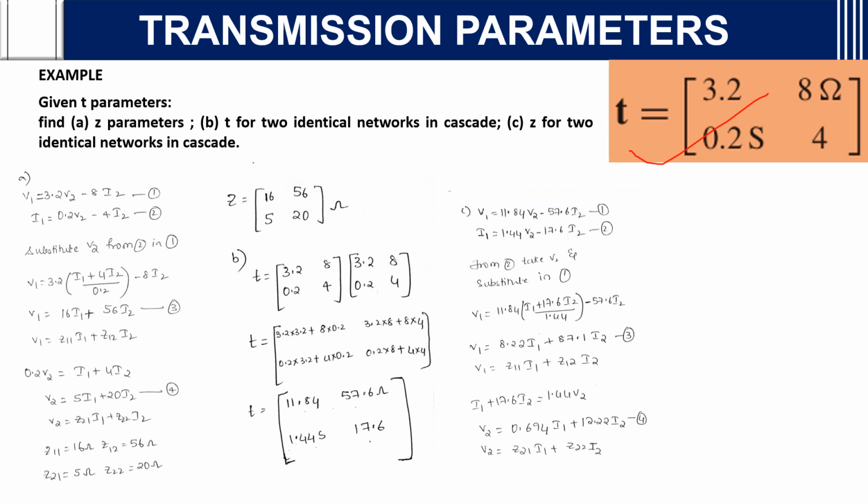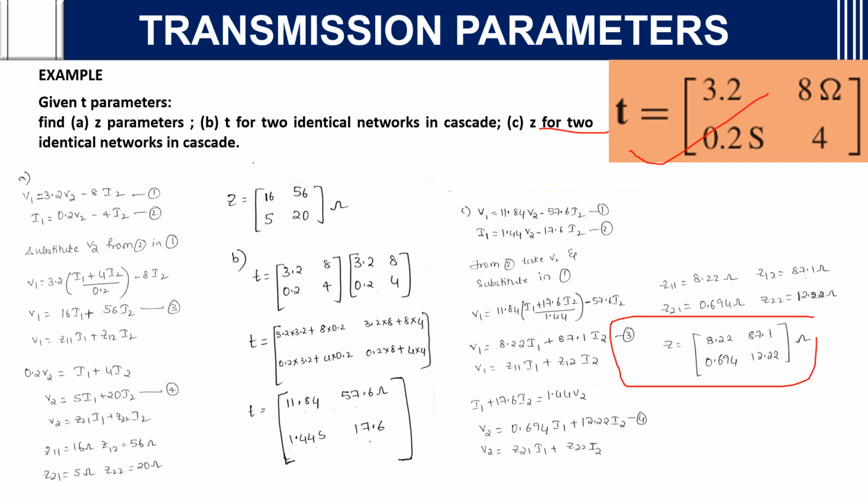For the second equation, there is no need to substitute, because we already have V2, I1 and I2 in it. Taking 1.44 V2 on one side and the 17.6 I2 term to the other side, V2 is equal to 0.694 I1 plus 12.22 I2. So now you got Z21 and Z22. The question asked for Z for two identical networks in cascade; we found the cascade in part B and converted it into Z.